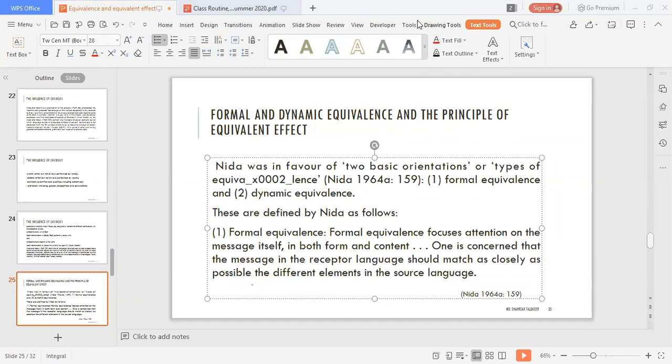So, the formal equivalence focuses attention on the message itself, both form and content. Just remember the word form, formal, from form and content. So, exactly what is the form and what is the content? They will just follow these kinds of behaviors.